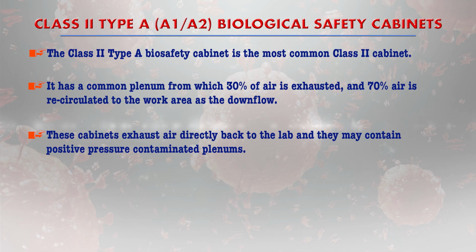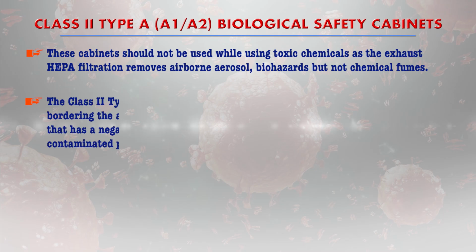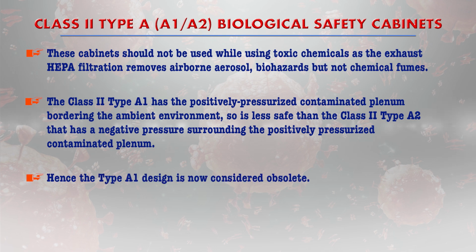Now these cabinets exhaust the air directly back to the lab, and they may contain positive pressure contaminated plenums. So these cabinets should not be used with toxic chemicals, as the exhaust HEPA filtration will remove airborne aerosols and biohazards, but it cannot remove the chemical fumes. The class 2 type A1 has a positively pressurized contaminated plenum bordering the ambient environment. So it is less safe when compared to the class 2 type A2, which has a negative pressure surrounding the positively pressurized contaminated plenum. Hence the type A1 design is now considered an obsolete model.